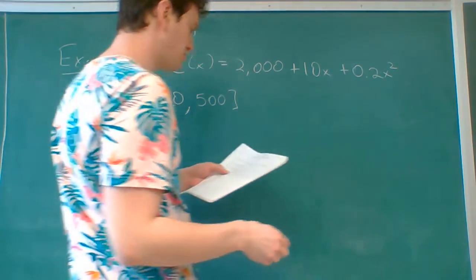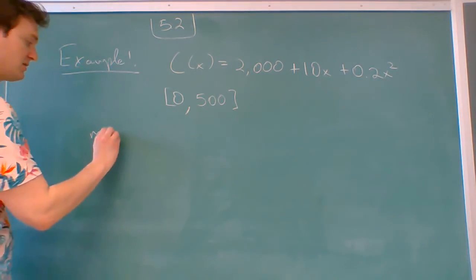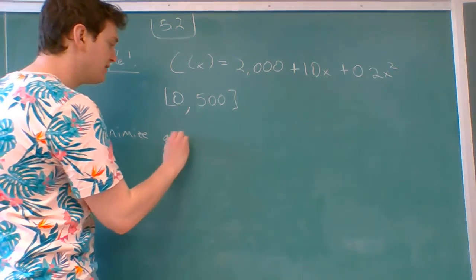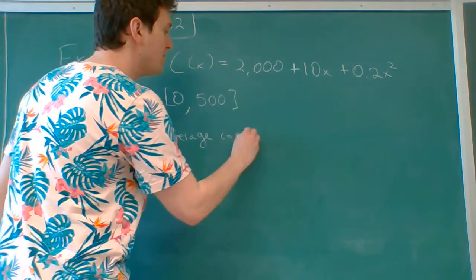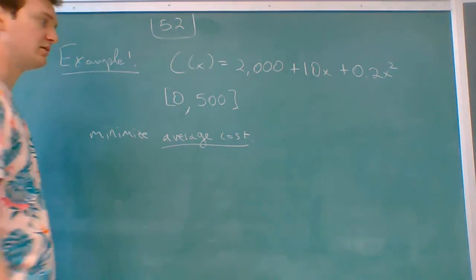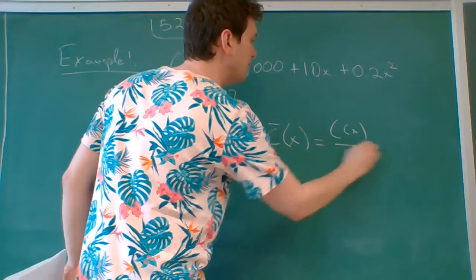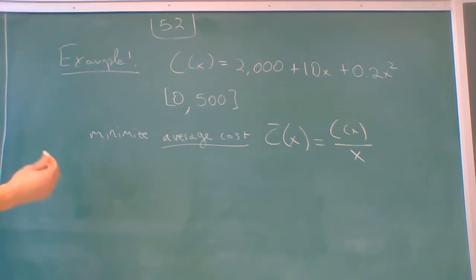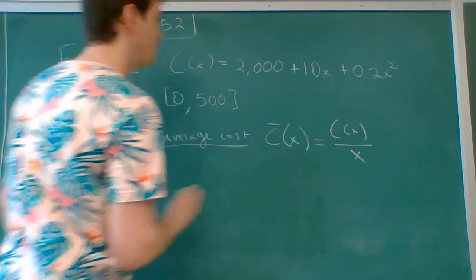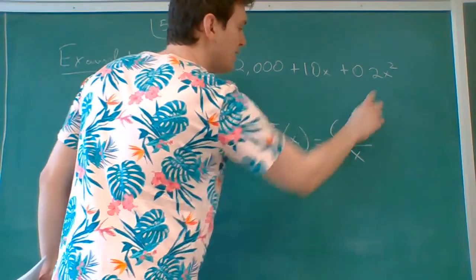Okay, how many jerseys should the company produce to minimize average cost? All right, we want to minimize, so we're looking for minimum values, the absolute minimum. Now, we need to be careful here. We are not minimizing this function. We are minimizing the average cost. Remember, average cost is that cost function divided by x. So that's a critical thing to note here, that we are not minimizing this function. We are minimizing this. So C bar, that average cost, is going to be this whole function divided by x.